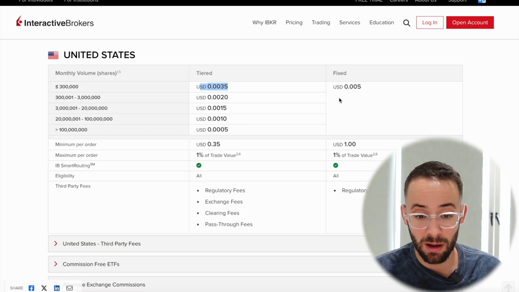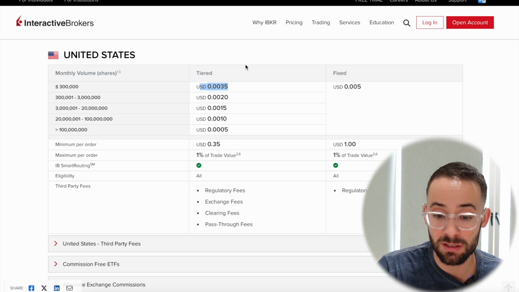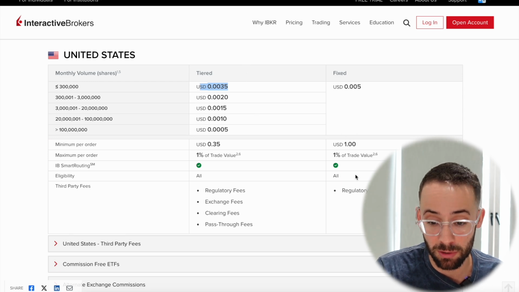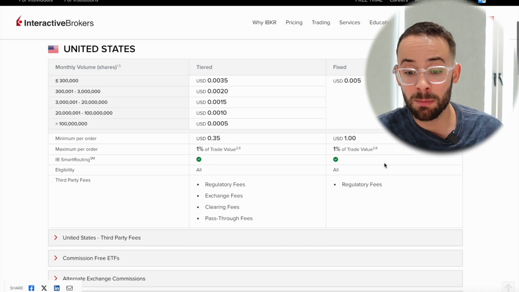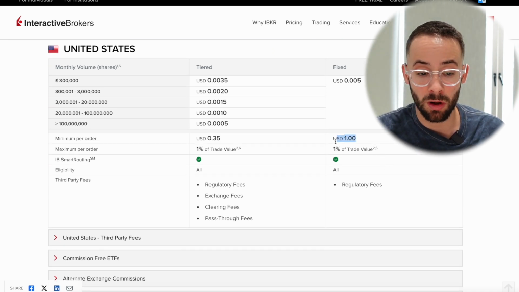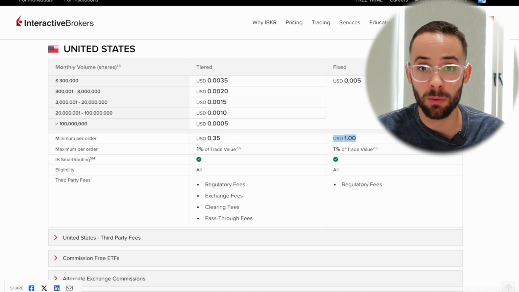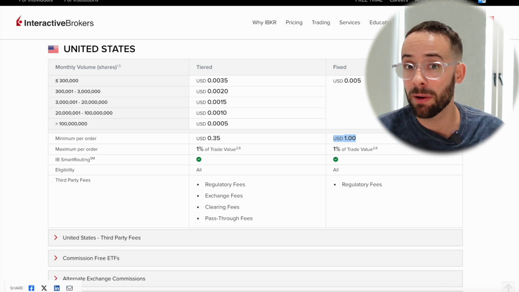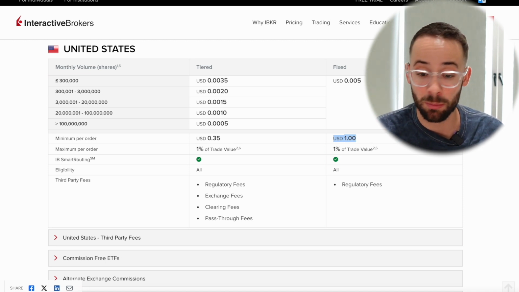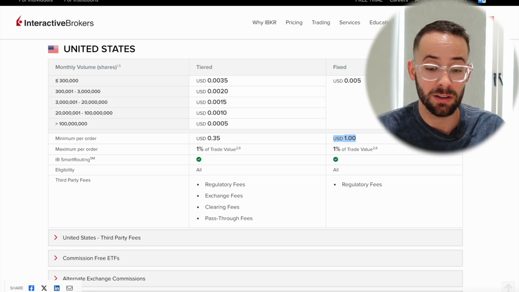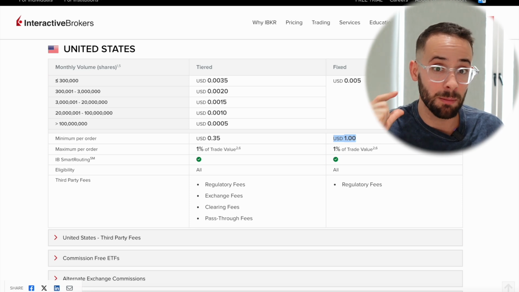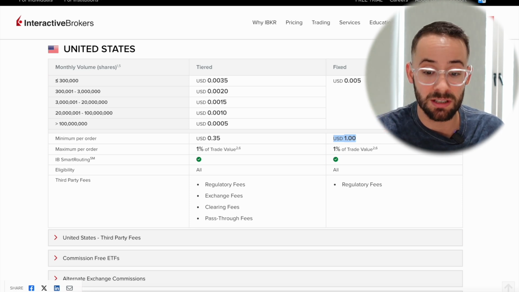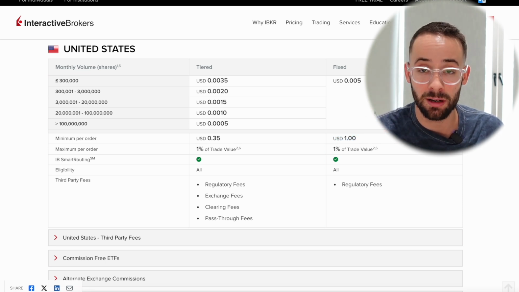Now the formula for how this works is depending if you're in the tiered or the fixed cost pricing, but most people will probably be on the fixed cost pricing model. And the minimum order is going to cost $1 to place a trade. So $1 US to place a trade. If we compare that with some other trading platforms, for example, Wealthsimple, they don't charge a fee on actually placing the trade, but they charge a commission on the foreign exchange, which is definitely going to be more than $1 per trade as a minimum.